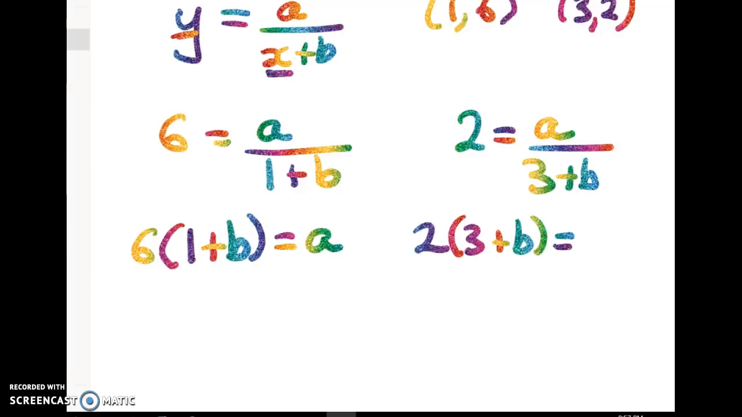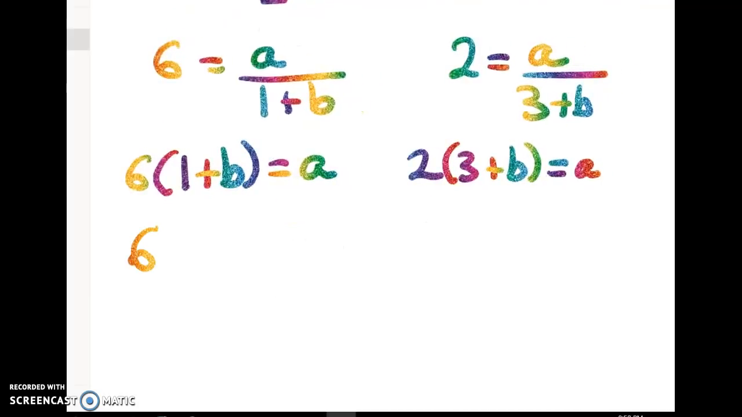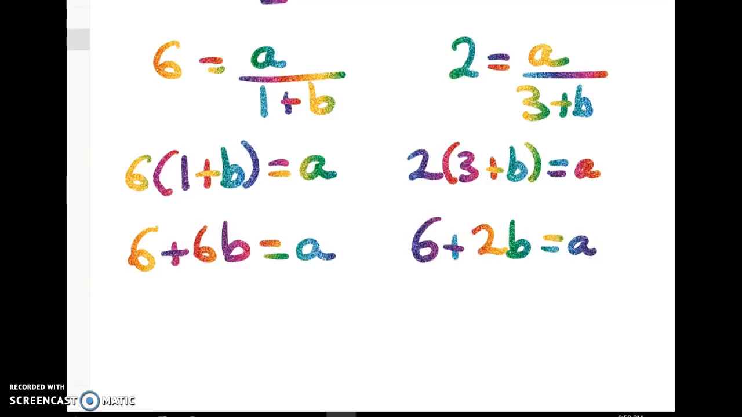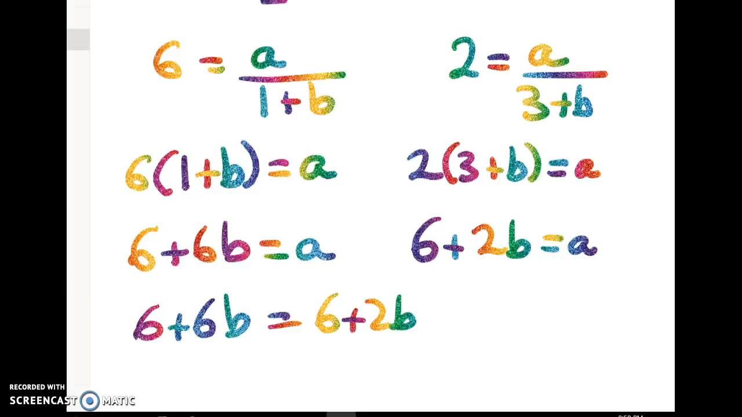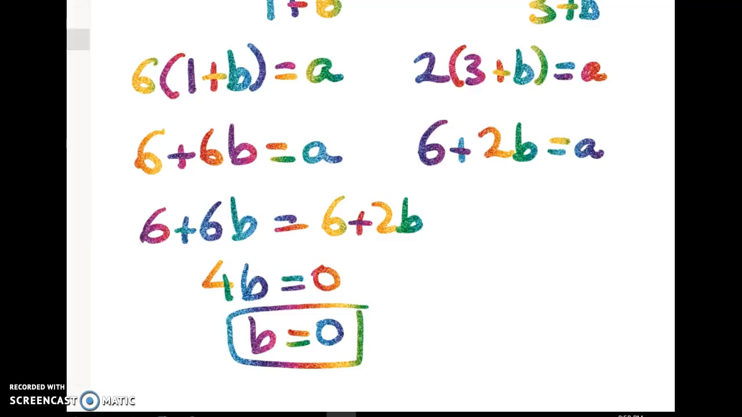But in the video, I'm going to do them by hand to make sure that you remember. So I've got 6 plus 6b is equal to a, and 6 plus 2b is equal to a. So just from looking at those, what can we see? Well, I've got 6 plus 6b is equal to 6 plus 2b, which means that 4b is equal to 0, so b must equal 0. So that was pretty easy with no calculator.